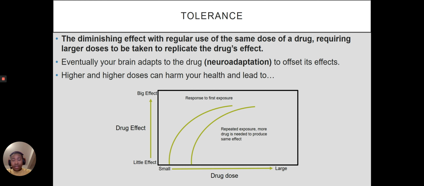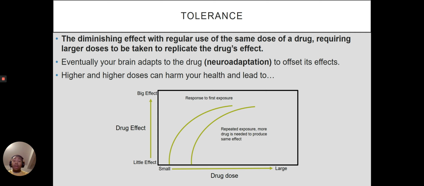So when we think about tolerance, think about a person who rarely drinks, and they can easily get buzzed on one can of beer, but someone who's a long-term drinker doesn't even show any effects until they've moved on to their second six-pack of beer. So there's a clear difference between those two people, and that comes from tolerance. The definition of tolerance is the diminishing effect with regular use of the same dose of a drug, requiring larger doses to be taken to replicate the drug's effects.